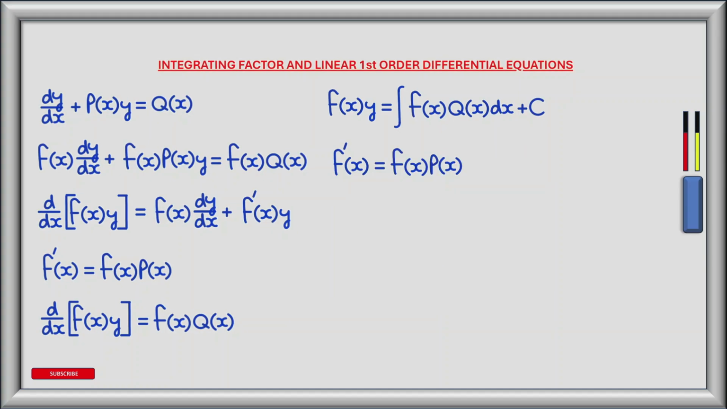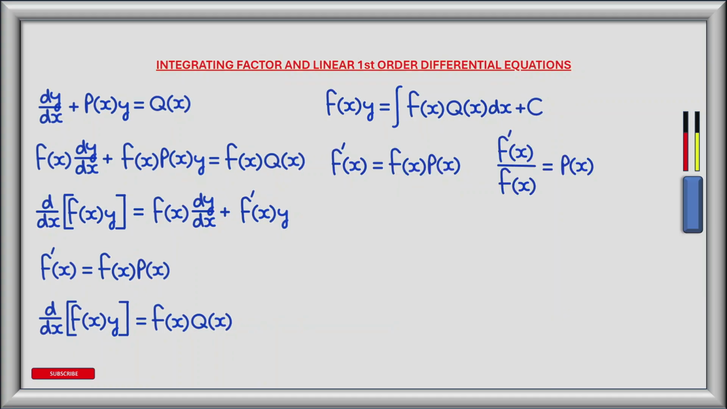So now let's try and solve the equation f prime of x equals f of x p of x to find f of x, the integrating factor. Dividing both sides of the equation by f of x, we have f prime of x divided by f of x is equal to p of x. And then we can integrate both sides of the equation with respect to x.